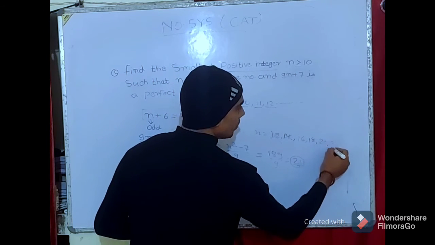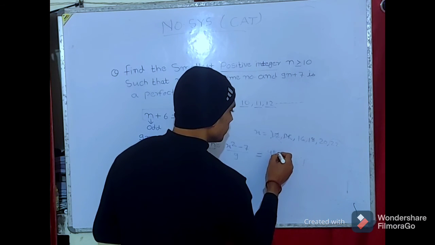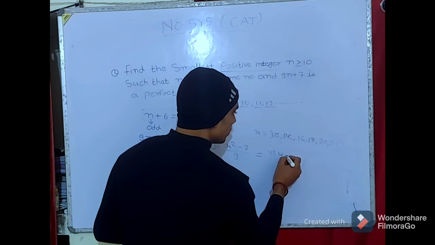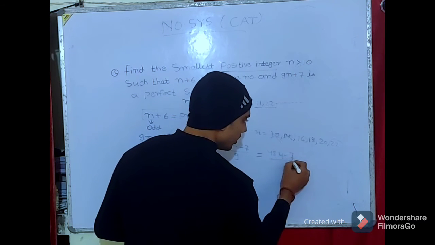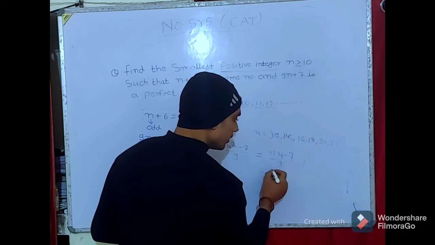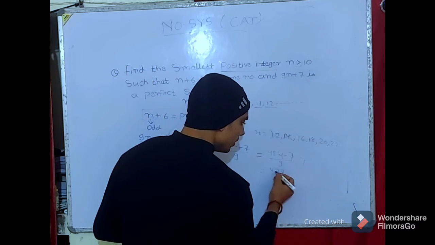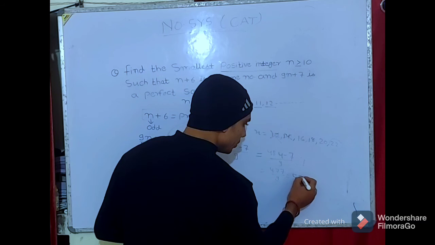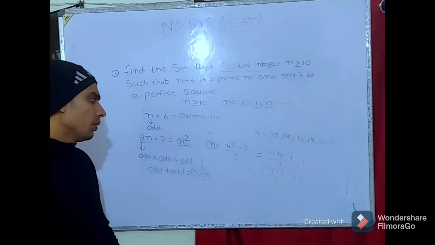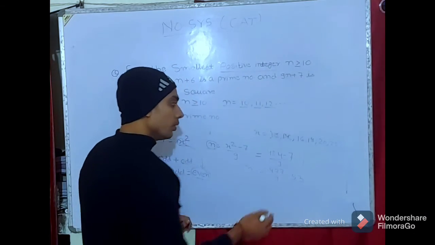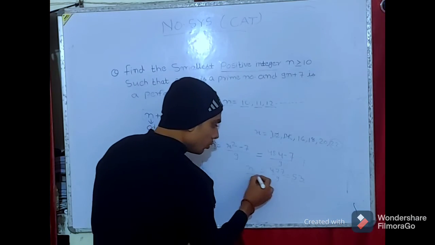Also 22. 22 squared is 484. 484 minus 7 is 477, divided by 9. What is the result? 53. So here the value of n is 53 when we put x equal to 22.